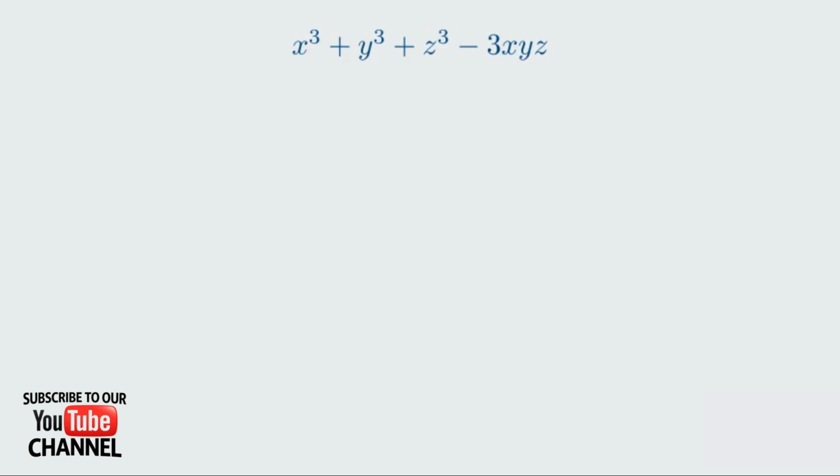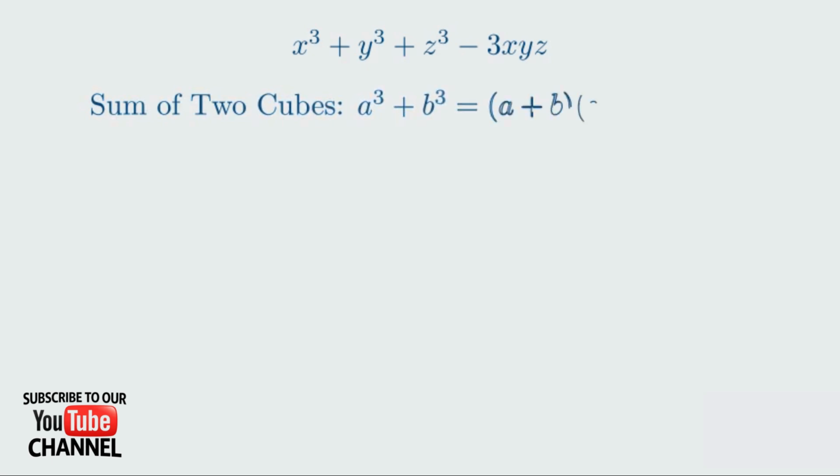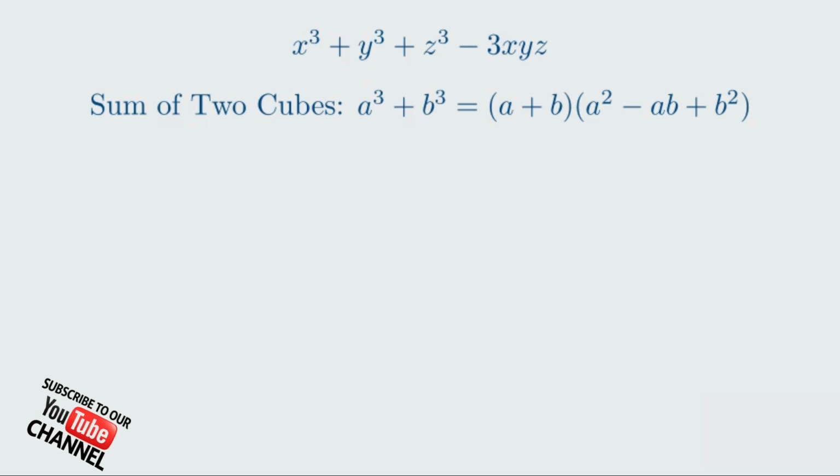To do this, we'll use another well-known identity, the sum of 2 cubes. You may recall that x cubed plus y cubed equals the quantity x plus y times the quantity x squared minus xy plus y squared. This identity shows us how to factor the sum of 2 cubes into a linear term and a quadratic term. This is a fundamental identity that we'll leverage. Let's apply this to our expression.